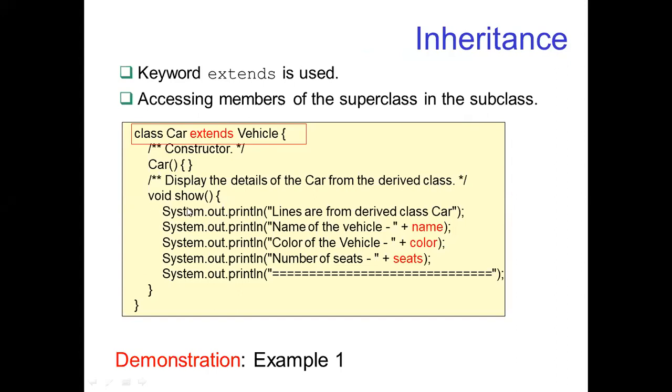Next is the show method. We have put a display using System.out.println for the name of the vehicle, color, and so on. This is the child class, or subclass.